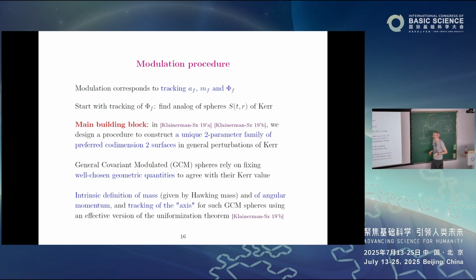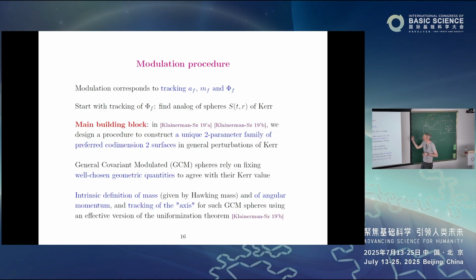And of course, what is very important is that I should be able to find preferred spheres in my spacetime, which I consider as the best approximation to these spheres. So it's a best approximation problem, and for that, I need to find exactly the right number. If I have too few spheres, if I don't find a two-parameter family, I will not be able to construct my last slice. If I find too many, my risk is that I will pick the wrong coordinate system. This is exactly what we did in the joint proof with Klainerman. We designed a procedure to construct a unique two-parameter family of preferred codimension two surfaces in general perturbations of Kerr. In other words, the very important aspect is that you construct exactly as many spheres as you need.